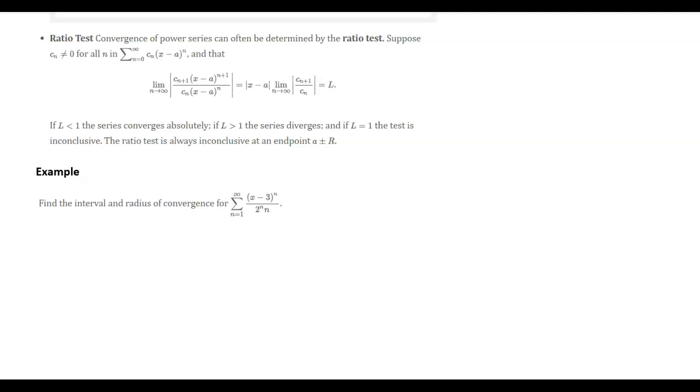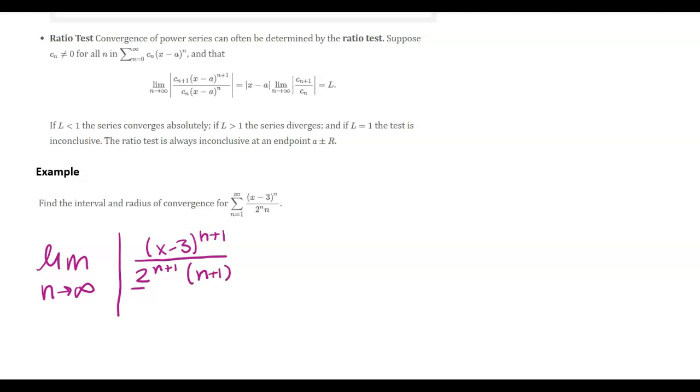So this one wants me to find the interval and radius of convergence of our series, and we'll do that using the ratio test. So we will say the limit as n goes to infinity of the n plus 1 term, so x minus 3 to the n plus 1, over 2 to the n plus 1 times n plus 1. And then we're going to divide that by the nth term, or what you end up seeing in your expression for the summation piece.